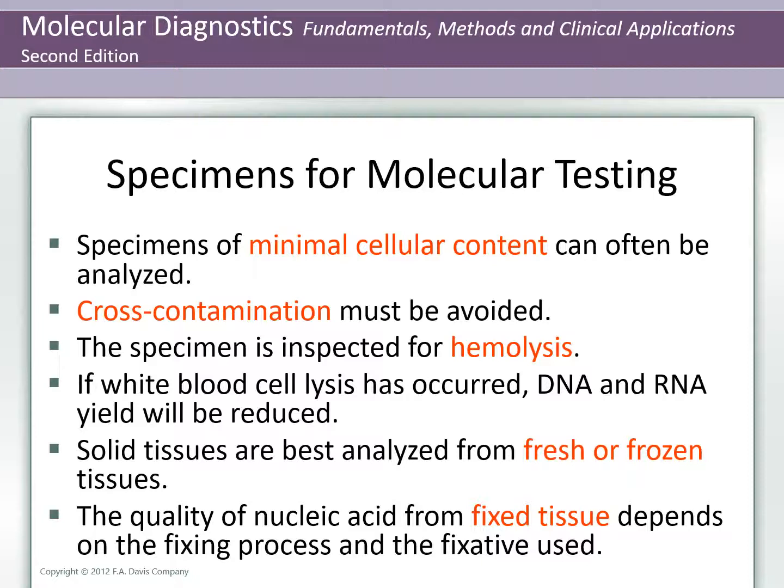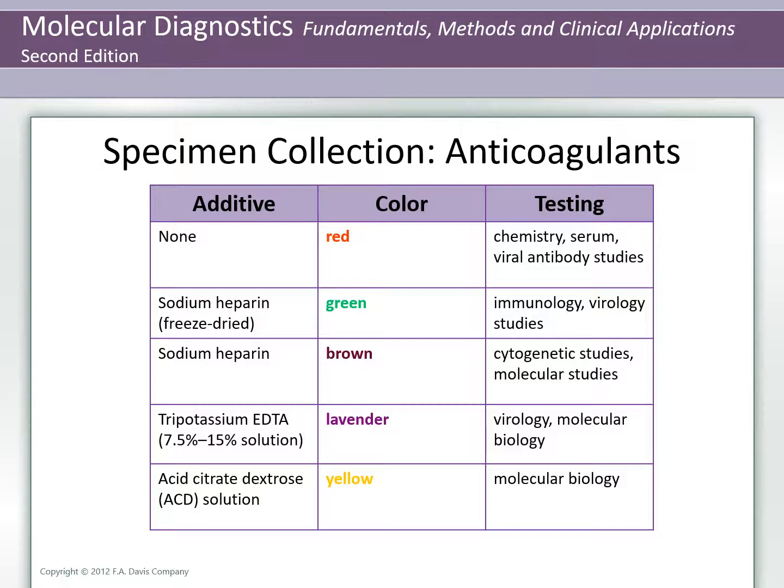Solid tissue samples are best analyzed from fresh or frozen tissues, although, as mentioned before, fixed tissues can be used, but the quality of nucleic acid depends on the fixing process and the fixative used. Phlebotomy collection tubes are available with a number of different additives designed for various types of clinical tests. Table 16.1 in your text lists a selection of collection tubes commonly used for molecular biology studies. Some anticoagulants used in blood and bone marrow collection may adversely affect analytical results.